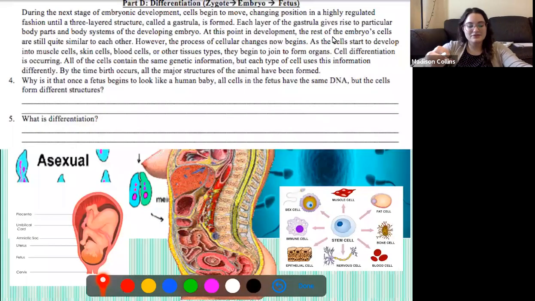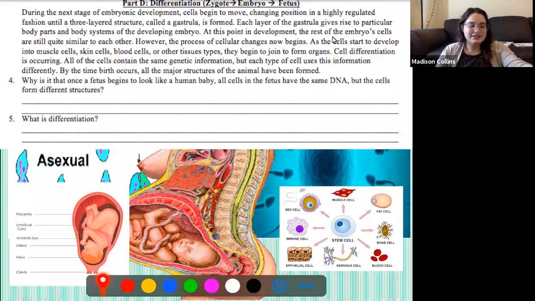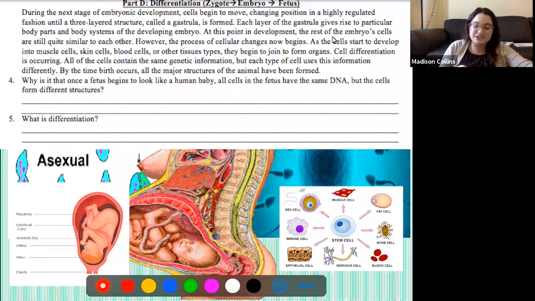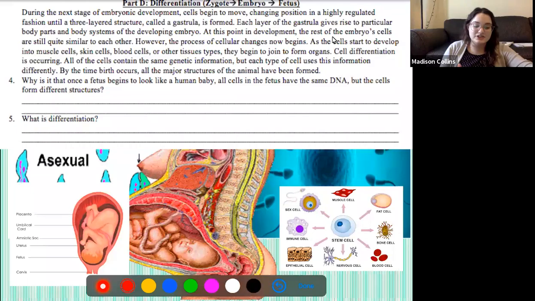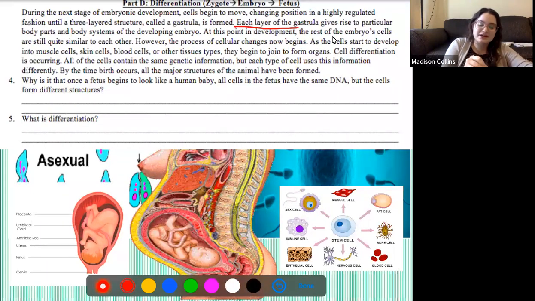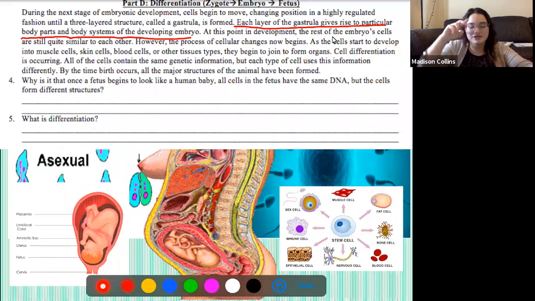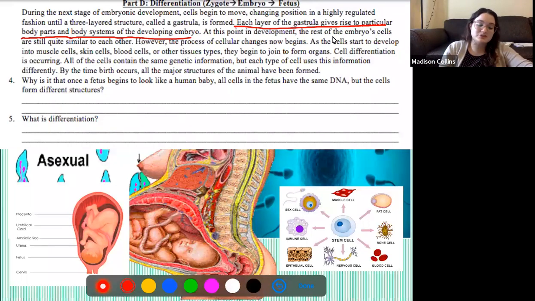All right, now the last thing we're going to talk about today is something called differentiation. So during the next stage of embryonic development, cells begin to move, changing position in a highly regulated fashion until a 3-layered structure called a gastrula is formed. Each layer of that gastrula is going to give rise to particular body parts and body systems of the developing embryo. At this point in development, the rest of the embryo cells are still quite similar to each other.